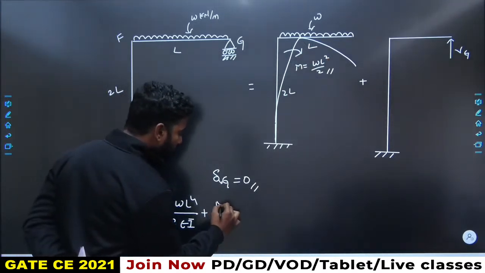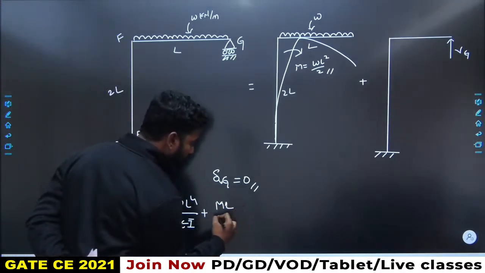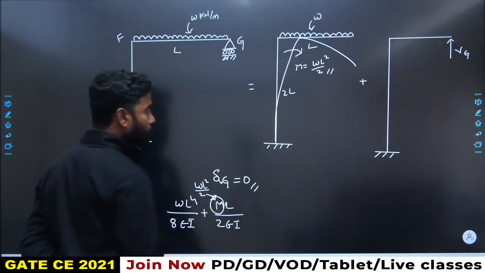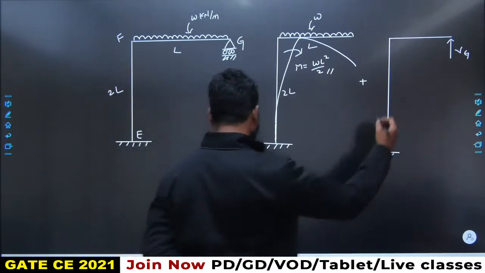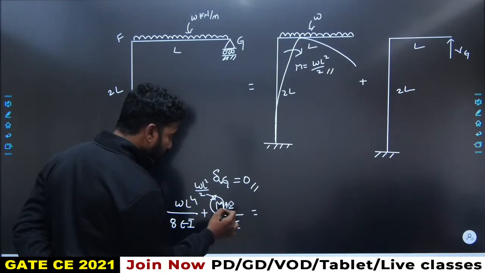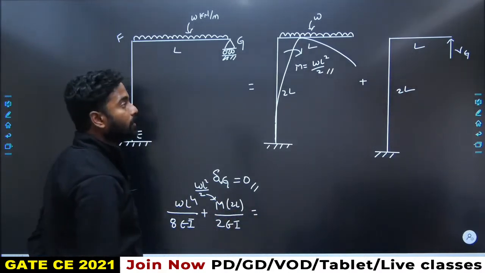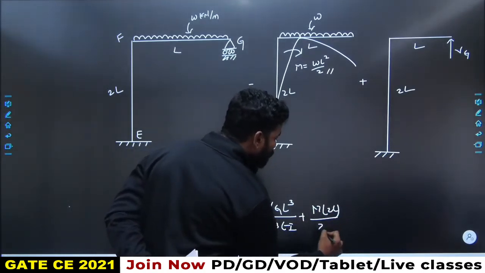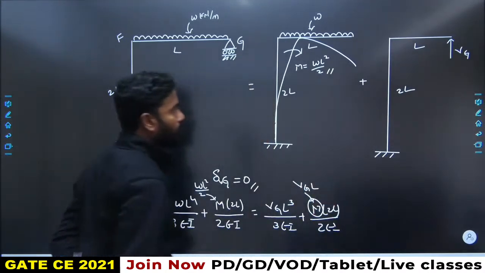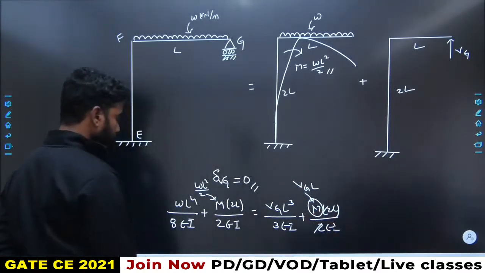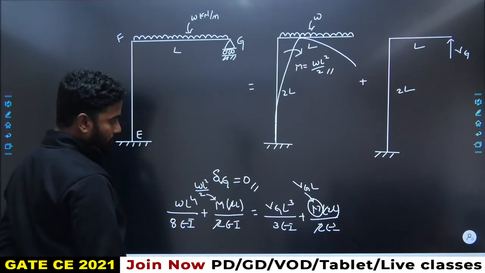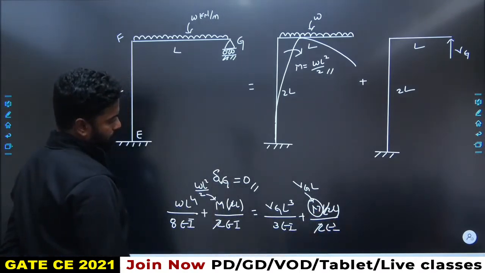Due to moment, the deflection would be equal to M L upon 2 EI, where moment here is W L square by 2. Similarly, this is L, this is 2L, and the deflection would be M L upon EI, M into 2L. Because of Vg, it is Vg into L cube upon 3 EI plus M into 2L upon 2 EI, whereas M here would be Vg into L. Two gets cancelled, and 3 plus 1, so 4 by 3.